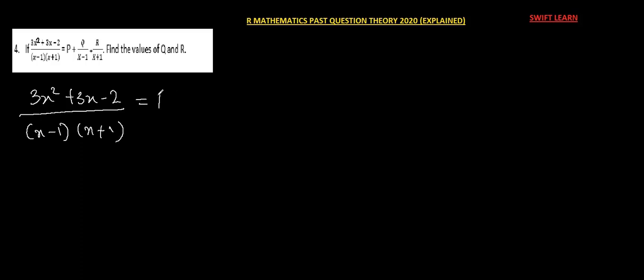On to question 4. We have, if (3x squared plus 3x minus 2) divided by (x minus 1)(x plus 1) equals p plus q divided by x minus 1 plus r divided by x plus 1. So we have to find the value of q and r. Okay, so the thing is, this is a partial fraction question.